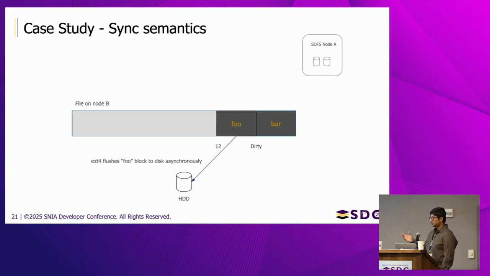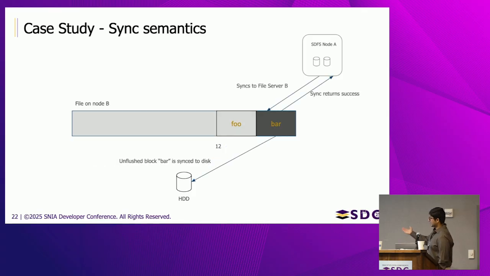ext4 will flush that data to disk asynchronously, and it can do this according to its algorithms, which may be due to memory pressure or any other heuristics or any of the configs that we set on the cluster. But let's say in this case that ext4 flushes foo to disk asynchronously. Note that node A is completely unaware of this, and node A has no idea of what has been flushed and what hasn't been flushed.